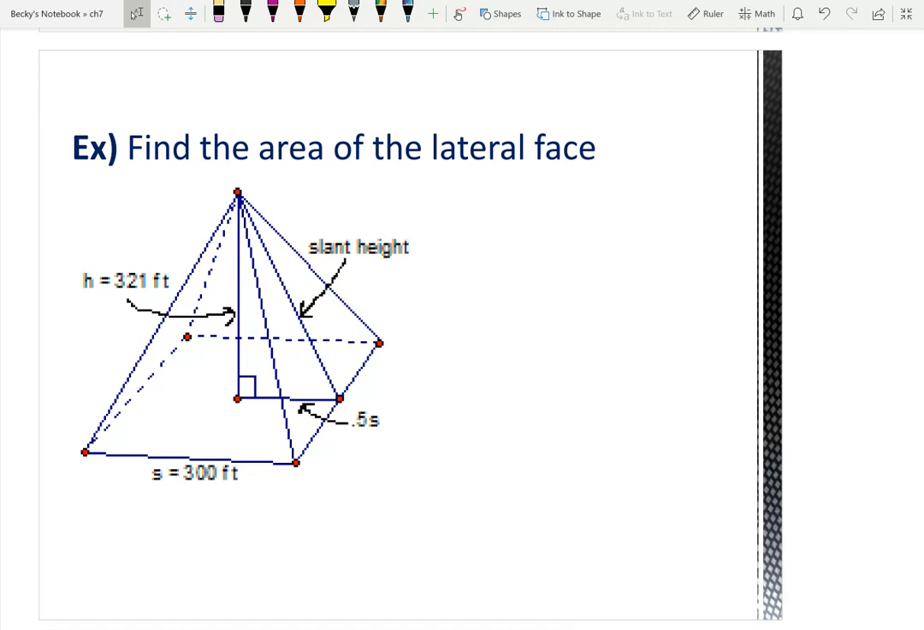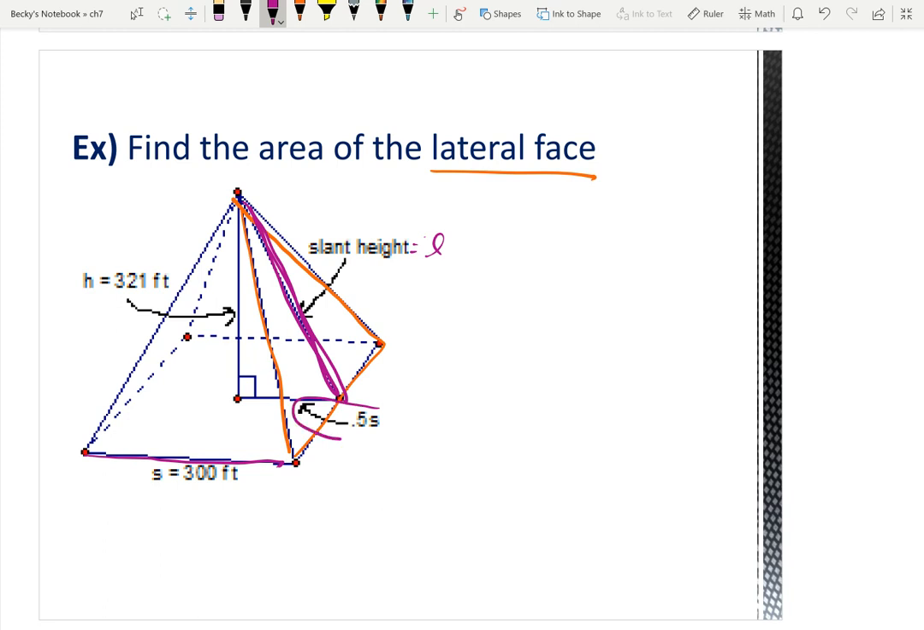So the first question is to find the area of the lateral face. When you look at this picture, a lateral face is one triangle. All the triangles should be the same, so it doesn't really matter which one. Let's just pick one. All right, let's get our bearings here. This line down here is your slant height. It is slanted, and that is lowercase l. This height that goes straight down in the middle is how tall it is. And S stands for side, so each side is going to be 300.